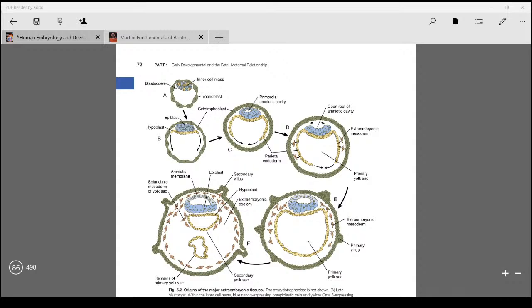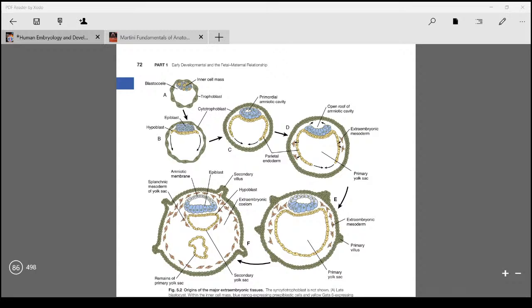So you have the inner cell mass here, the trophoblast layer. Then you have the epiblast, this is the hypoblast, and then you get the amniotic cavity. So you can see all those things happening here. This is being stretched. This becomes the primary yolk sac.